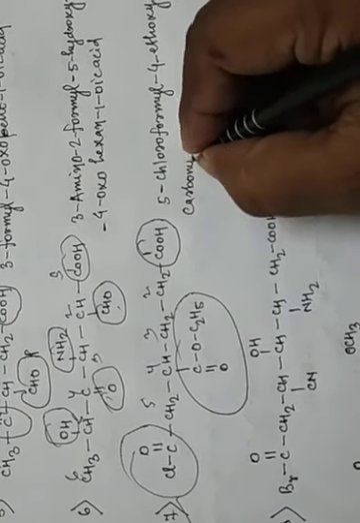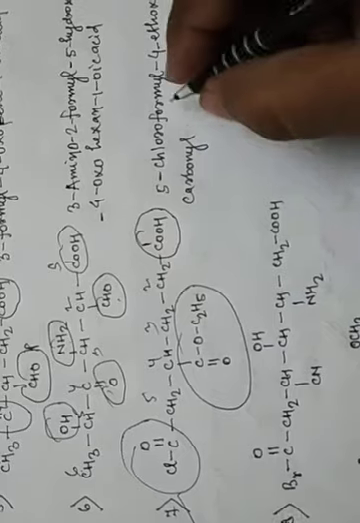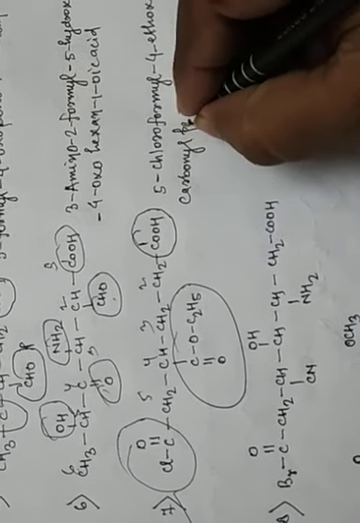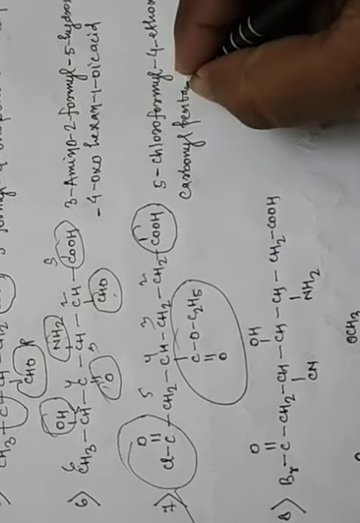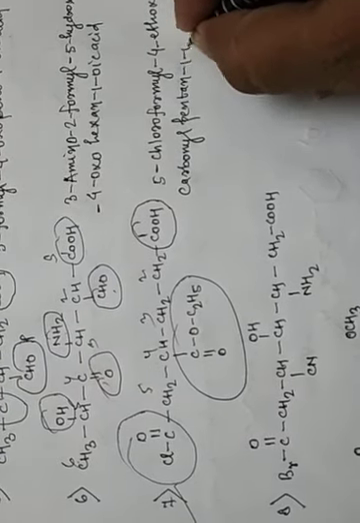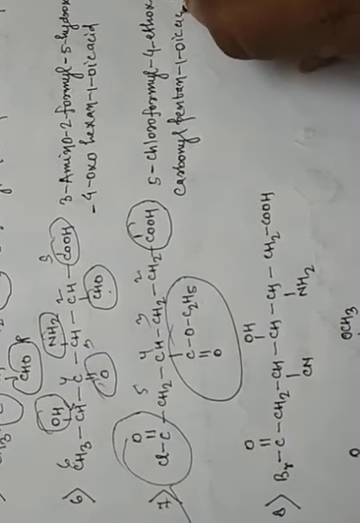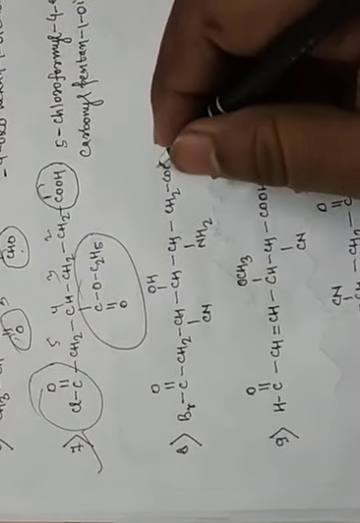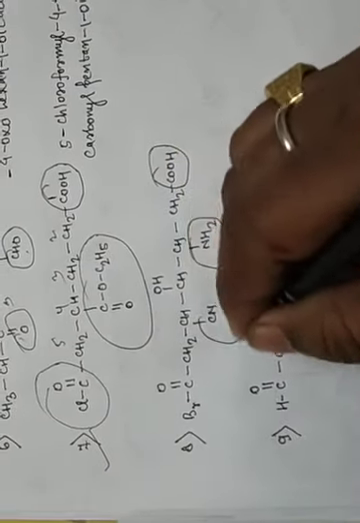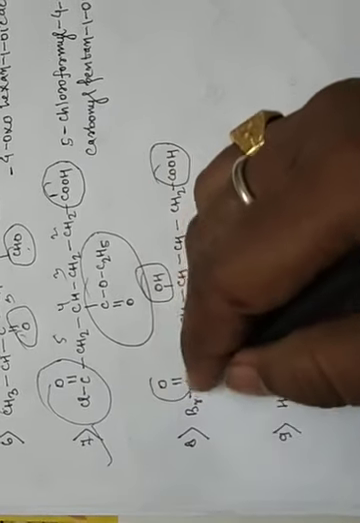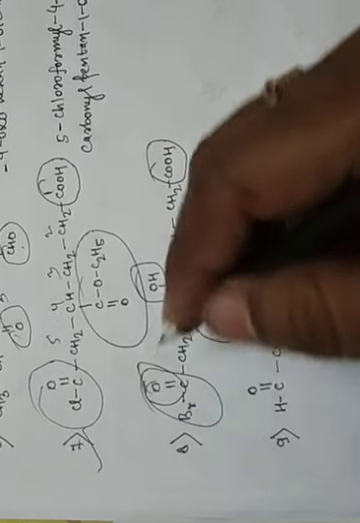And how many carbons in the main chain? There are 5 carbons. It means pentane, oic acid. Yeah, pentanoic acid. Clear? Clear all of you? Okay. Now again there is 1, 2, 3, 4, and this is 5. Sorry, this is a 5.